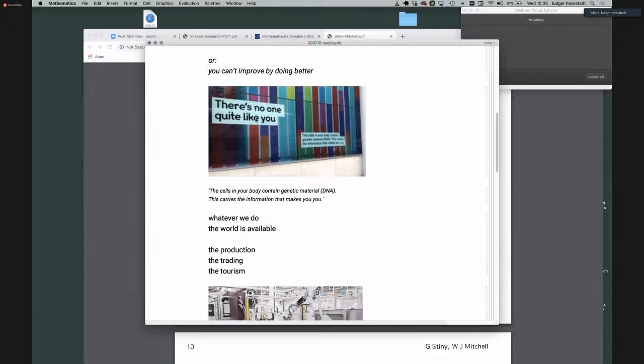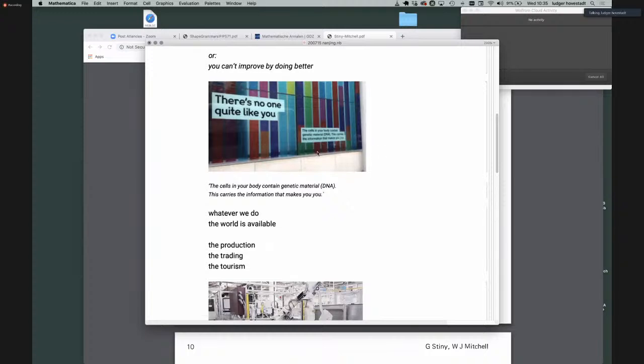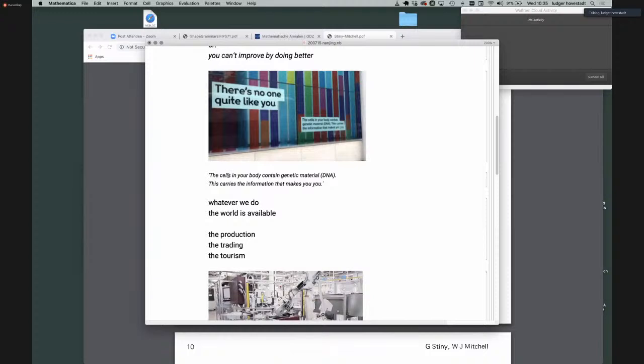Or for example, this is a poster in London at an art school on a prominent street. They simply say the cells in your body contain genetic material, DNA. It's interesting that they have to tell that, because in principle everybody should know. And then they say this carries the information that makes you, you. And I find that absurd, completely absurd. Why should it be the literal code that is my person?